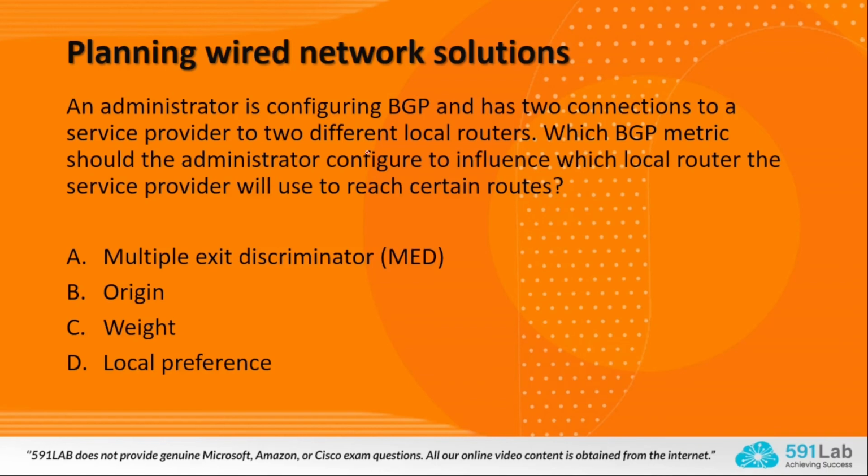Option C, weight. Weight is local to the router and it is used to select the path with highest weight for outgoing traffic from local router towards the service provider. Question is asking to influence the service provider to select the specific path for incoming traffic to the client side. This is not correct. Option D, local preference. Local preference is also used to select the path for outgoing traffic from local router towards the service provider. This is not correct. Correct answer is option A.